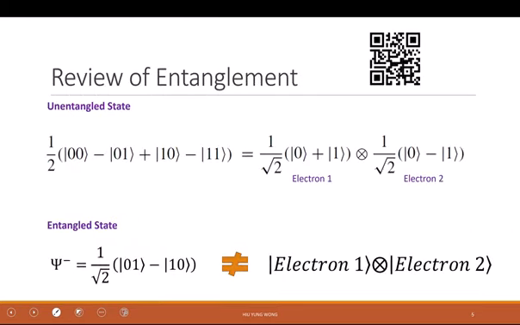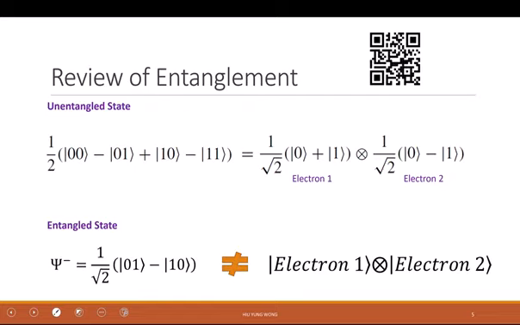Let's review what we did for entanglement before, right? And here I am very good in advertisement. Now I put the QR code. You will go to the video that we learned about entanglement earlier, right? If you forgot about it.